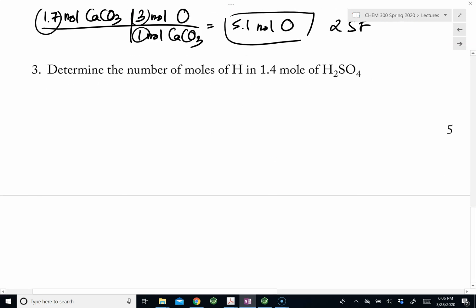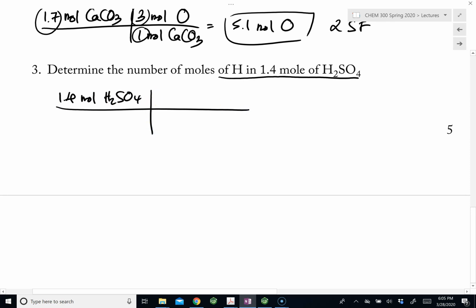And now the next one. Determine the number of mole of hydrogen in 1.4 mole of sulfuric acid. So in this case, we are starting with 1.4 mole of sulfuric acid. And we are asked to then convert this into mole of hydrogen.